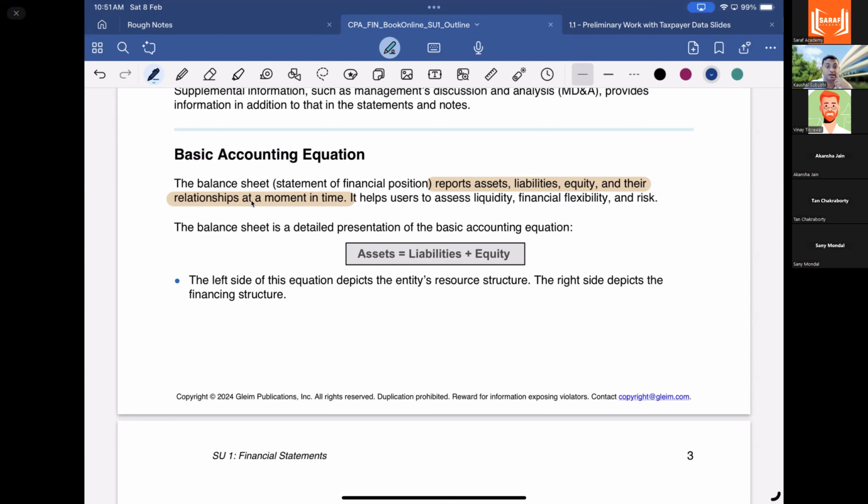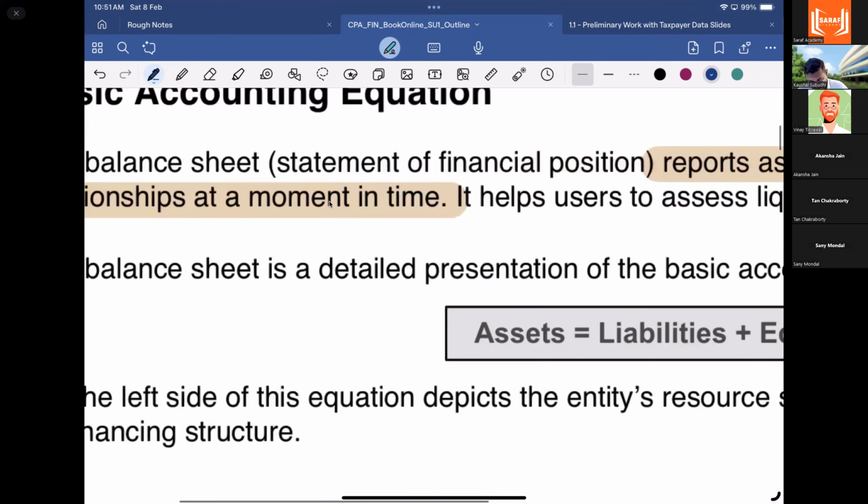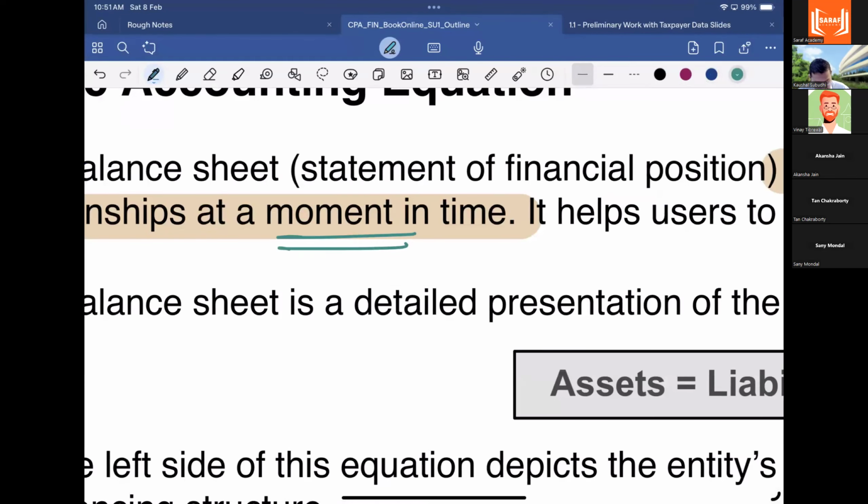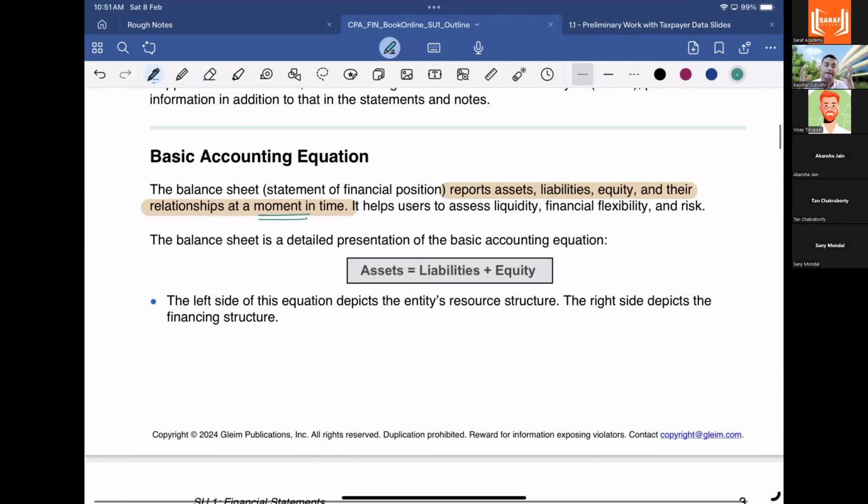Right. So that again, the balance sheet reports the assets and liabilities, equity, and the relationships at a moment in one time. Right. So this is exactly what I was trying to mention. यही चीज मैं आपको बोल रहा था कि sir, at one moment in time, that's where we are saying that balance sheet is referring to the statement of financial position of on one particular date, right?